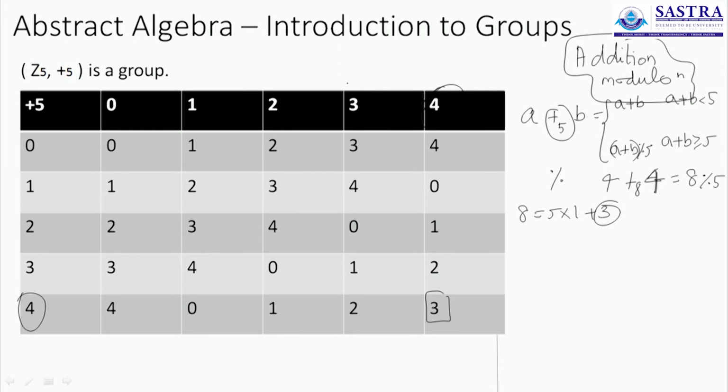Similarly 4 and 3 should give you 7, but 7 returns the remainder of 2 on division by 5. 4 and 2 give you a 6, 6 gives you a remainder of 1 while dividing by 5. 4 and 1 give you a 5, but 5 gives you a remainder of 0 when dividing by 5. This way, if the number is greater than or equal to 5, you divide the total by 5 and return the remainder, and that's the operation we are talking about.